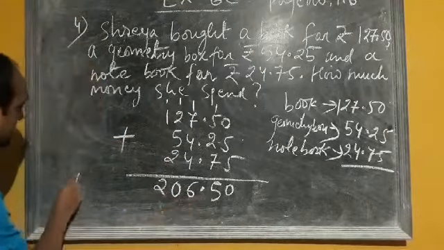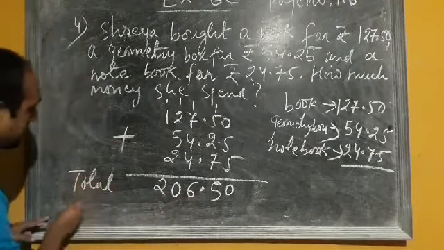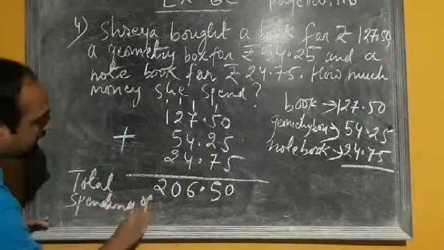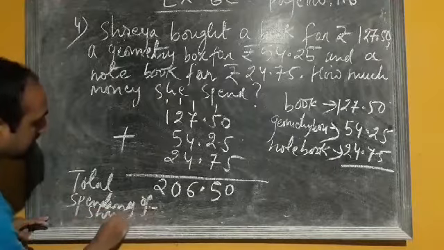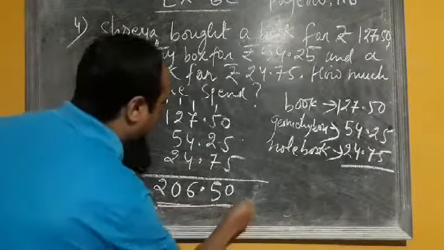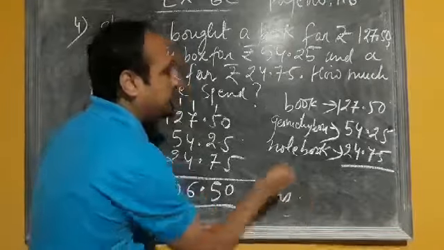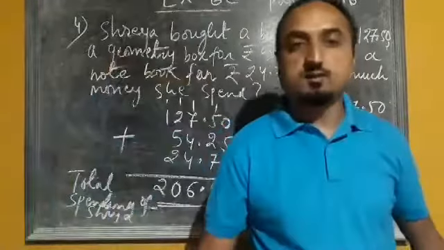So the total spending of Shreya is equal to 206 rupees 50 paise. So this is your answer, and the remaining questions we will solve in the next class.